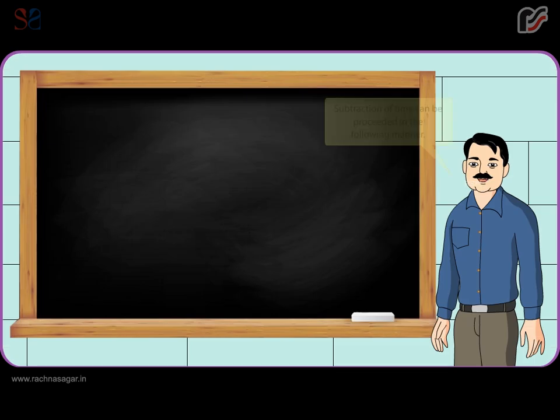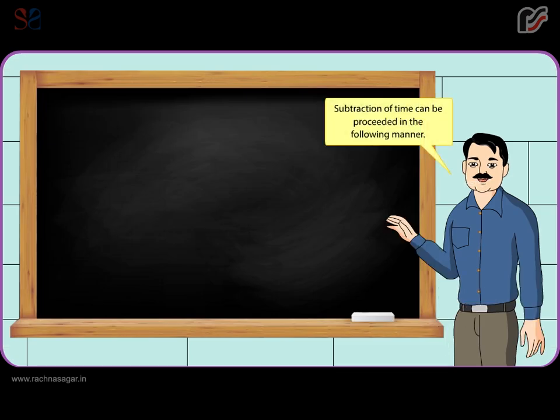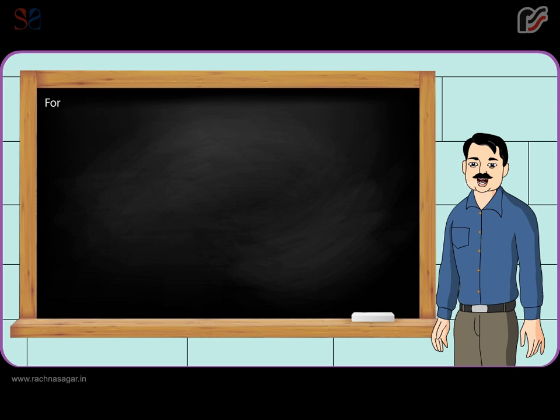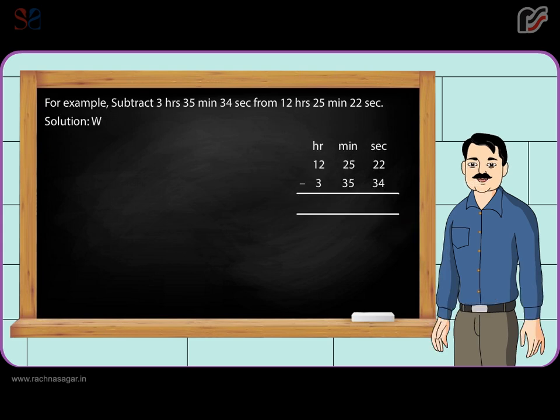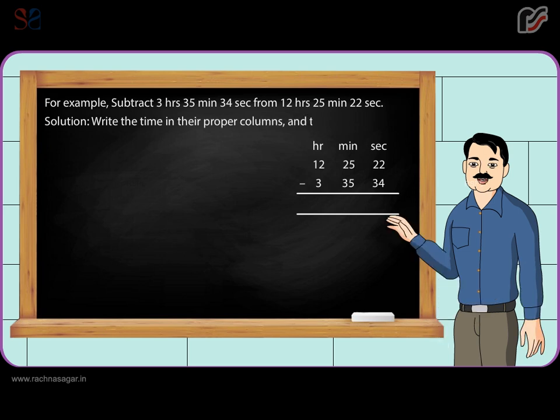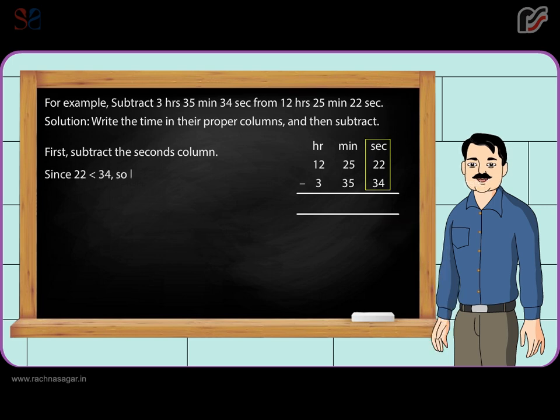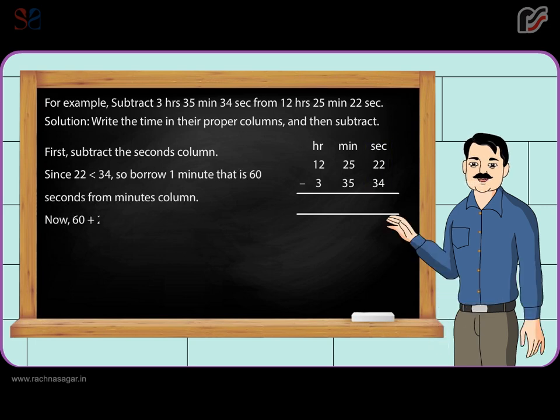Subtraction of time. Subtraction of time can be proceeded in the following manner. For example, subtract 3 hours 35 minutes 34 seconds from 12 hours 25 minutes 22 seconds. Solution: write the time in their proper columns and then subtract. First, subtract the seconds column. Since 22 is smaller than 34, borrow 1 minute, that is 60 seconds, from the minutes column. Now, 60 plus 22 equals 82 seconds.